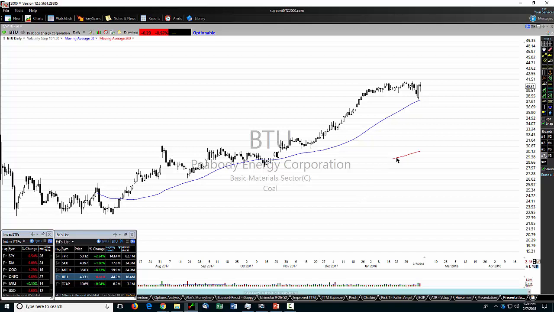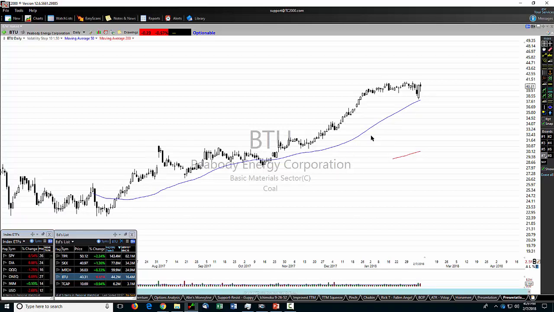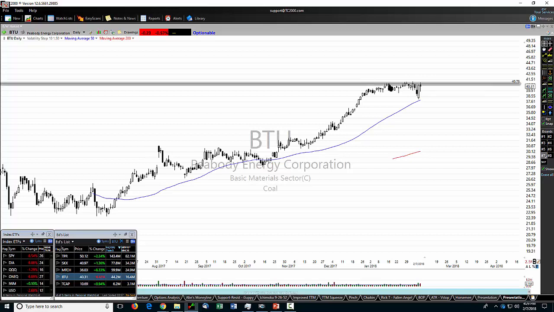Odd. I know BTU is a long-term stock. I'm not sure why we don't have much in the way of data. Not sure what's going on there. But BTU's been a stock forever, and Peabody's been around forever. We can see that that's been a resistance level there.